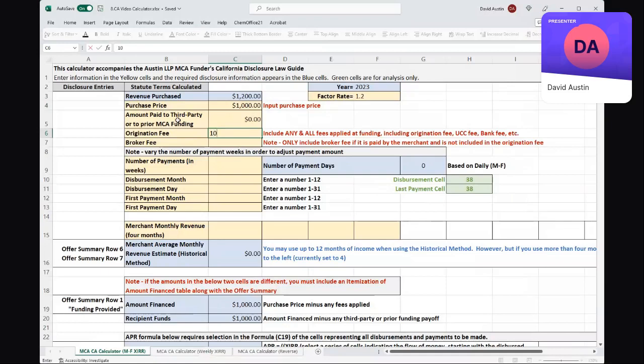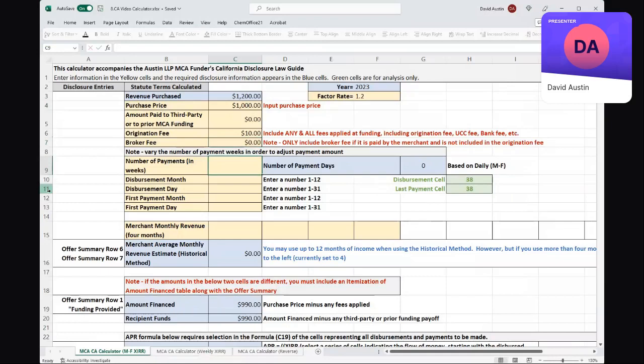Keep the amount small. Now, the broker fee is something very confusing in the MCA industry. The broker fee here only applies to a broker fee that the merchant pays, not a broker fee that the funder pays. Only if the merchant is paying the broker fee or any portion of the broker fee do you add any amount here. So let's put in 0.